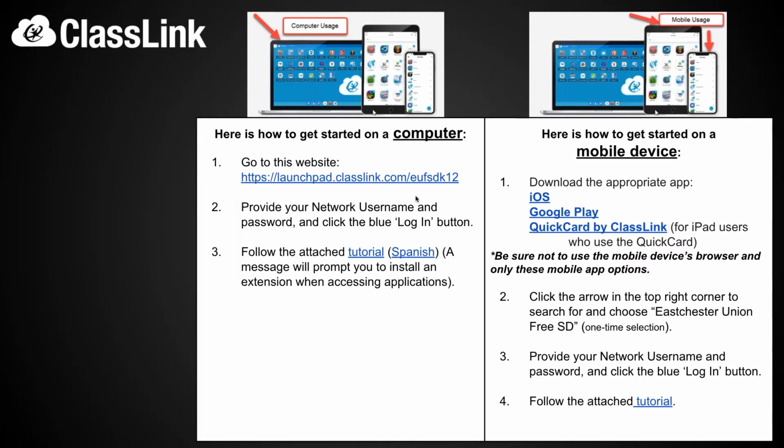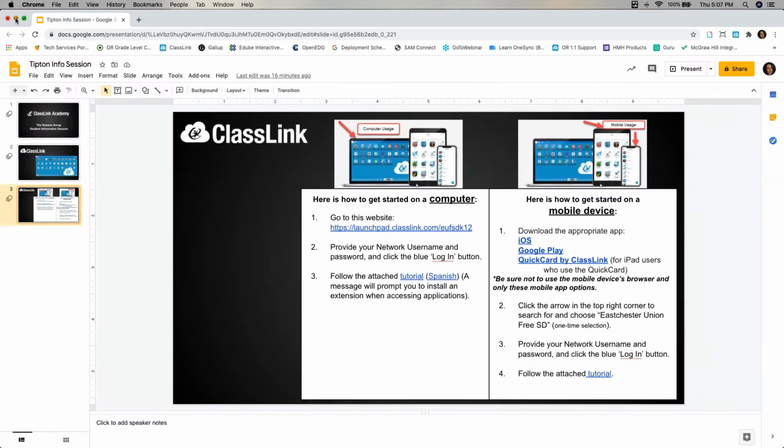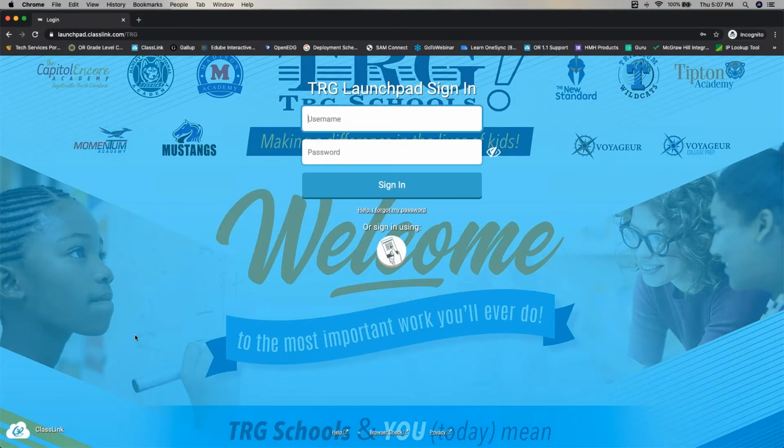On a mobile device, you will be able to download the ClassLink app. It's available in the Apple Play Store, the Google Play Store or in the Apple Store. And then once you have downloaded that, you're going to be able to log in directly to your ClassLink accounts. Now, when you navigate to those pages, what you're going to see is the login page that looks like this. So you're going to be able to navigate to that website and log in.